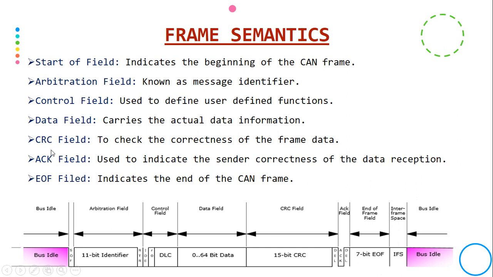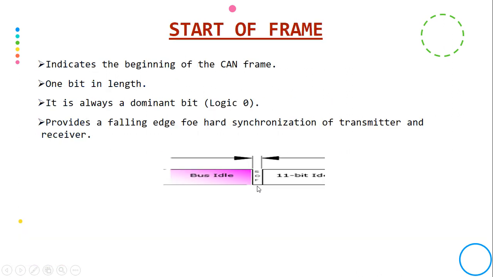The fifth is CRC field, used to check the correctness of the data frame. Next, the acknowledgement field, used to indicate to the sender the correctness of the data reception. And the last field is end of frame, which indicates the end of the CAN frame.